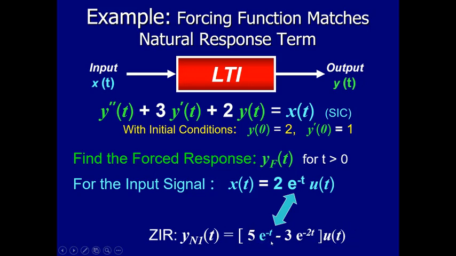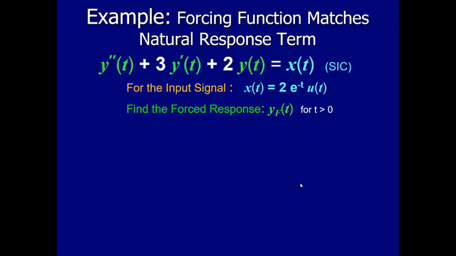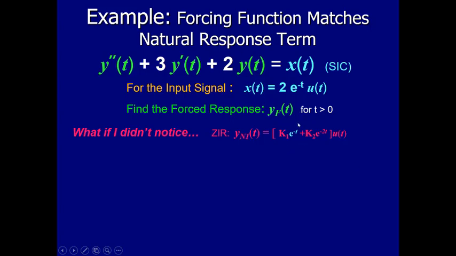But in this case, again, we have a natural response term that matches our forcing function, so we're in our special case. Now, if we didn't notice that, if we just plowed ahead with our normal method of solving the differential equation, let's see what would have happened. If we didn't notice that the natural response had a term with the same form as the input signal, we would have said, well, our 2e to the minus 1t forcing function gives us a forced response c e to the minus 1t.